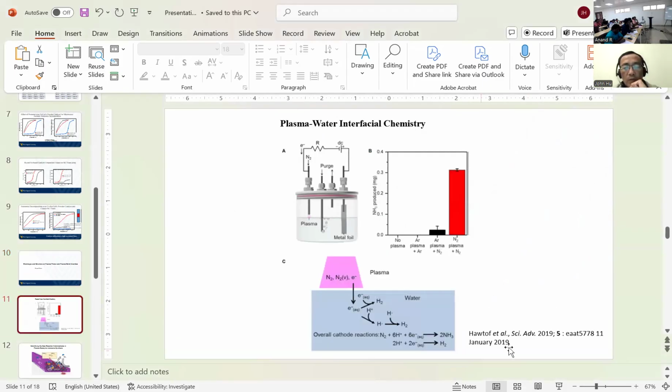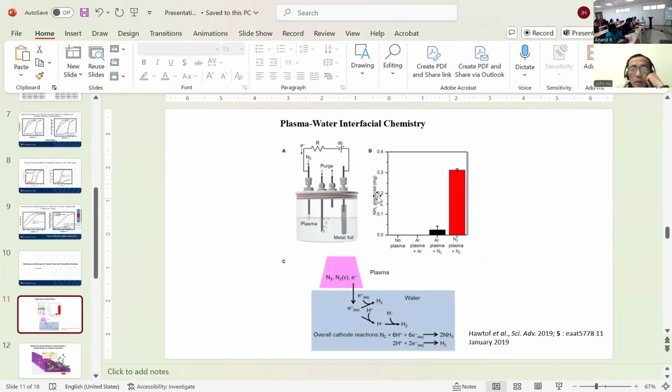So this graph I got from the Science Advances paper, 2019. I'm going to describe this for you, and then I want to have a discussion in the class about the scalability. What's the advantage? Let's list some advantages and disadvantages.